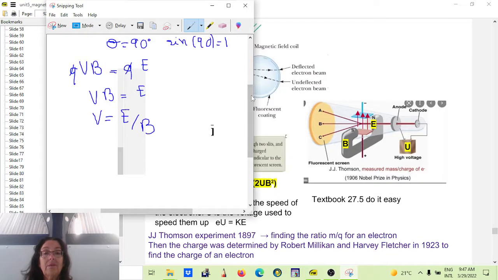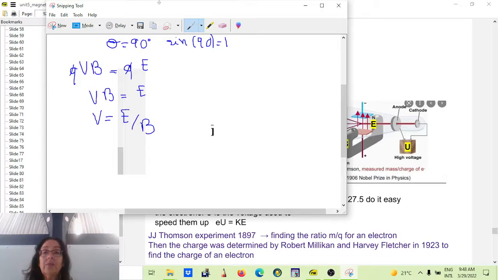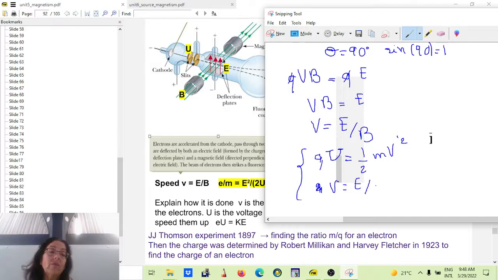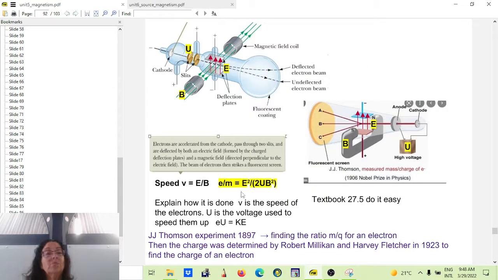So you have two equations. First, the electrons are sped up through a potential U, so you have potential energy qU, where q was the charge of an electron and it was unknown, equals kinetic energy, 1/2 mv². And then you have the equation velocity equals E over B. First you speed up the beam of electrons, and then they enter that region where they're in equilibrium between an electric force and the magnetic force. So you have v equals E over B, and you plug that into here. And I'm sure you can all do simple algebra.